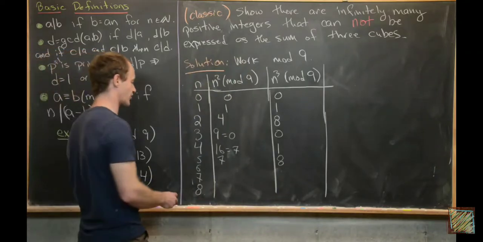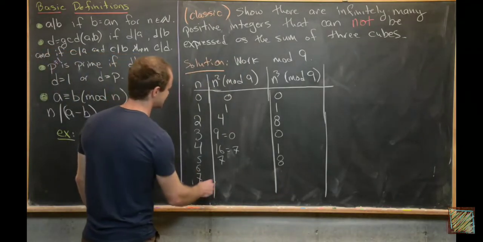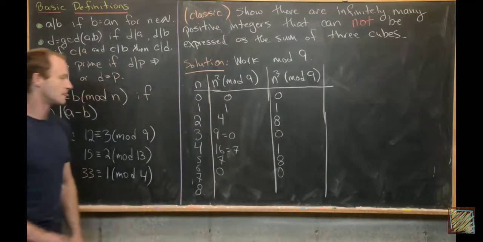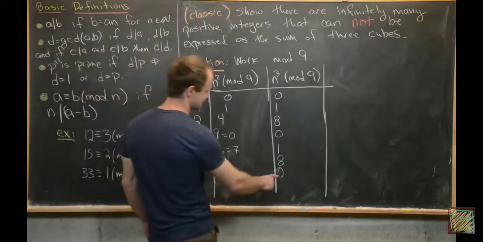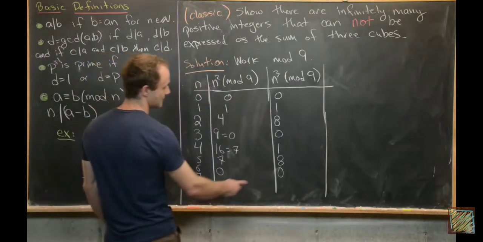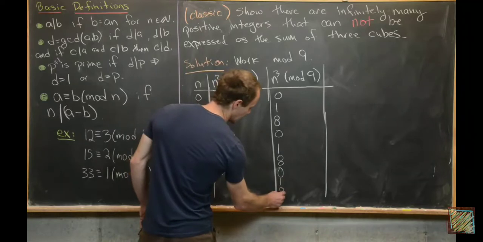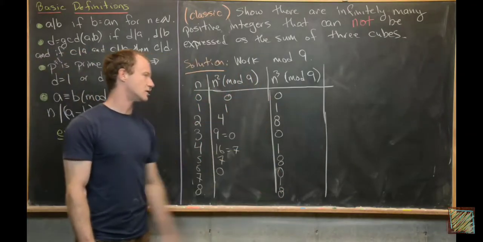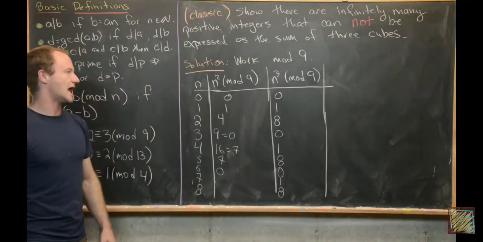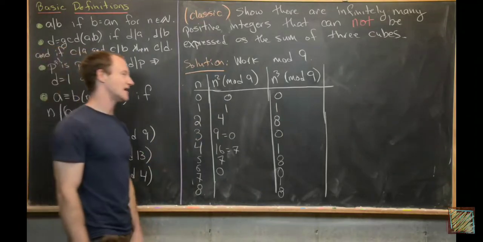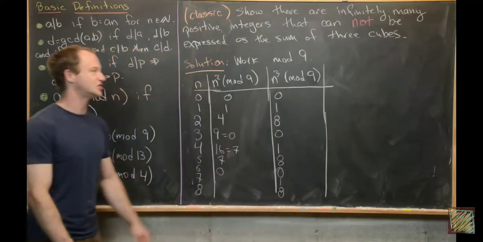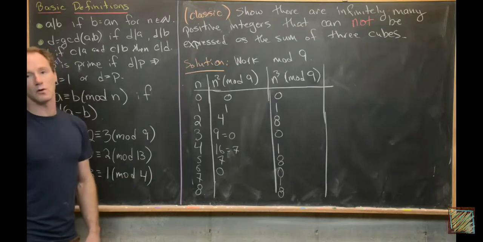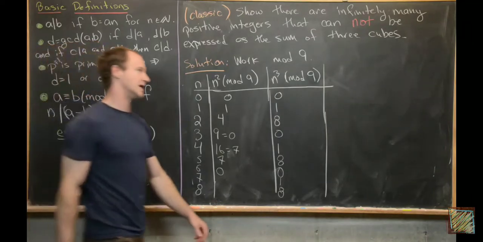So now let's look at 6. 6 times 6 is 36, which is already 0, so we get a 0 here. And then suffice it to say, this thing is just going to repeat one more time. So we're going to have a 0, a 1, and an 8. So now we only have as tools the numbers 0, 1, and 8. And I'll say that it is impossible to achieve the numbers 4 or 5 using only 0, 1, and 8 if you're working mod 9.